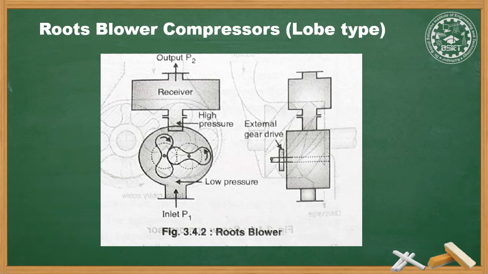It is used to supply air from 0.15 meter cube per minute to 1500 meter cube per minute, and the pressure ratio in a single stage machine is 1 to 3.6. The maximum RPM is 12,500.